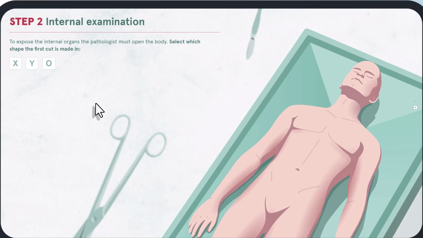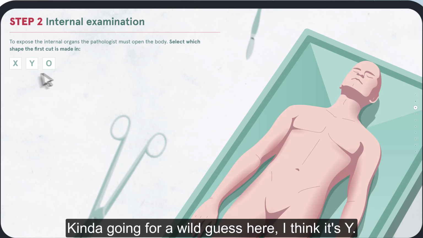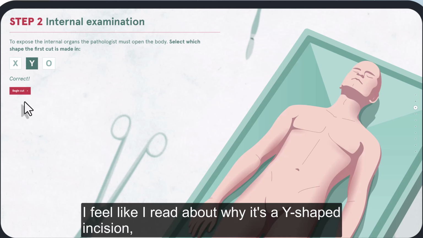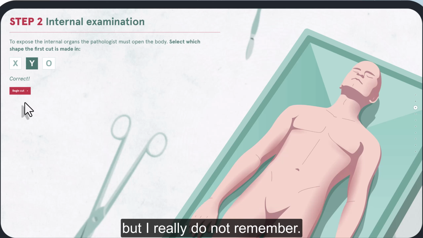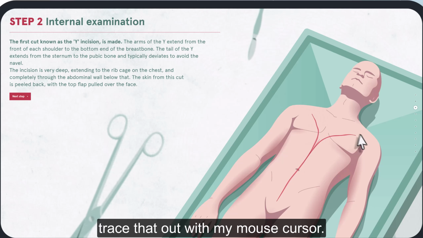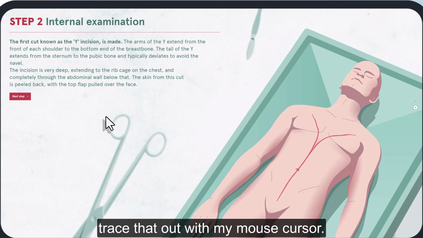Internal examination. To expose the internal organs, the pathologist must open the body. Select which shape the first cut is made in. Kind of going for a wild guess here. I think it's Y. Correct. Alrighty. I feel like I read about why it's a Y-shaped incision, but I really do not remember. I was kind of hoping that I would get to trace that out with my mouse cursor.